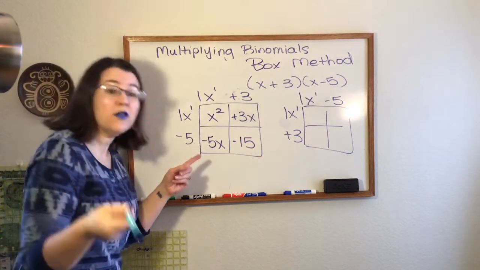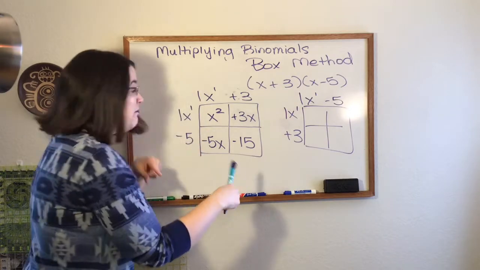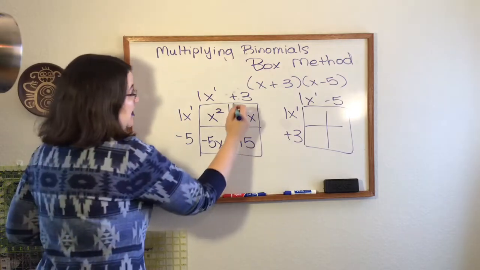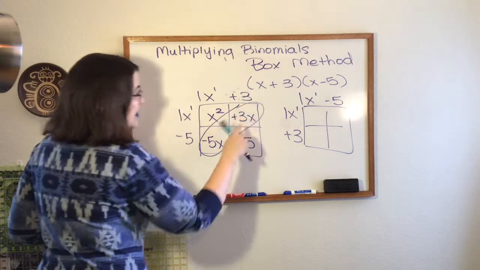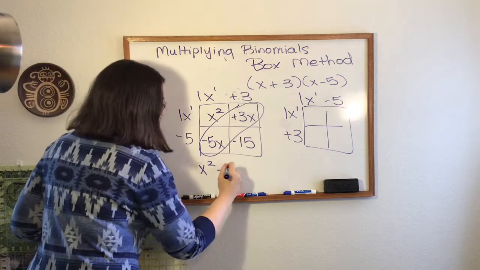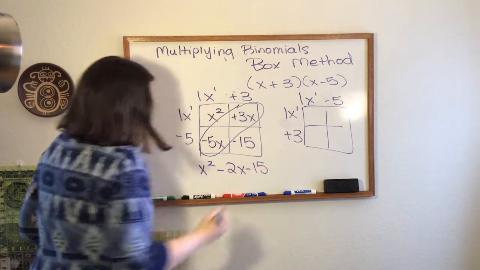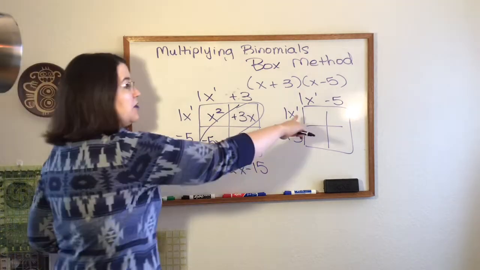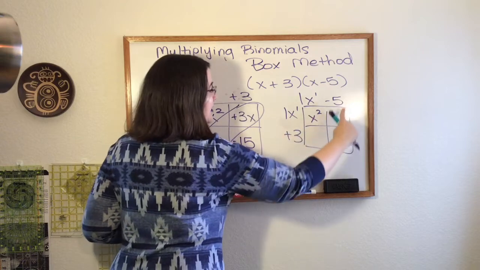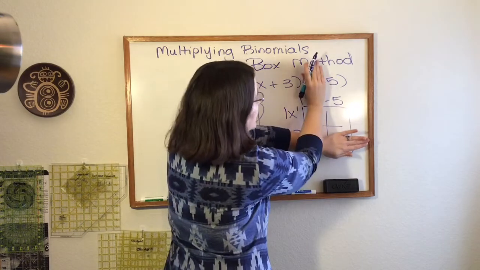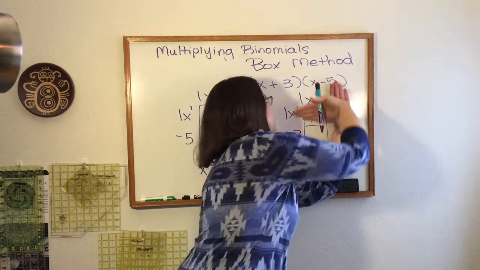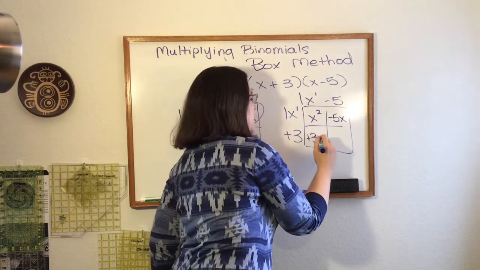Now, if you remember the last problem, it's the same. I collect my like terms. The other nice thing about box method is most of the time your like terms are going to be on that diagonal. Negative 5 plus 3 is negative 2x minus 15. Okay? Here the same thing happens. So 1x times 1x is 1x squared. X times negative 5, because that's the location, is negative 5x. 3 times x, because that's the location, is plus 3x.